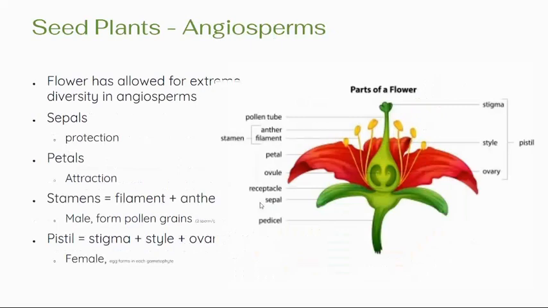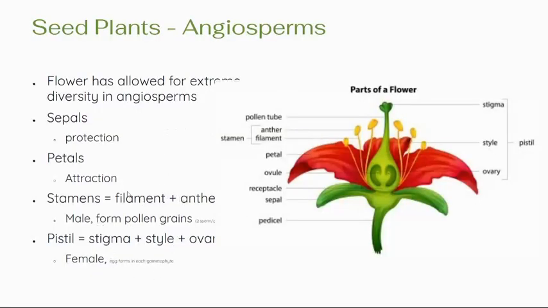Now, angiosperms are a little bit different. They are flowering plants. So even if you see an angiosperm that doesn't have a flower, you just have to look more carefully. They have to have a flower somewhere. So flowers are a whole different thing.